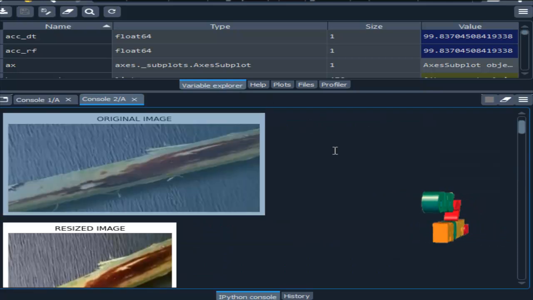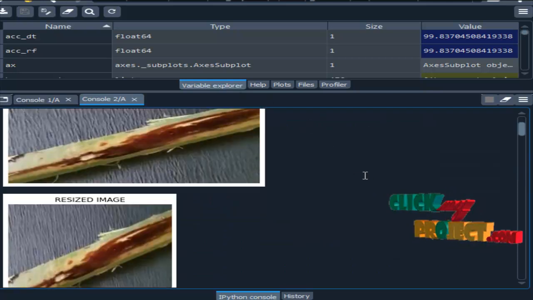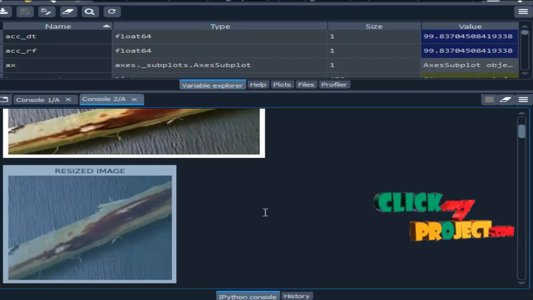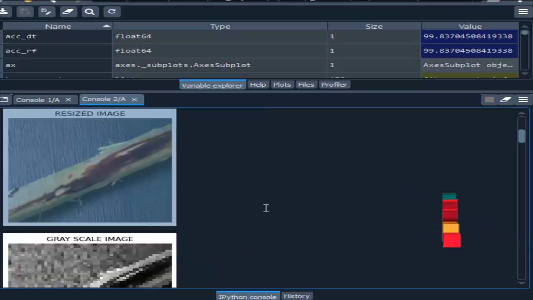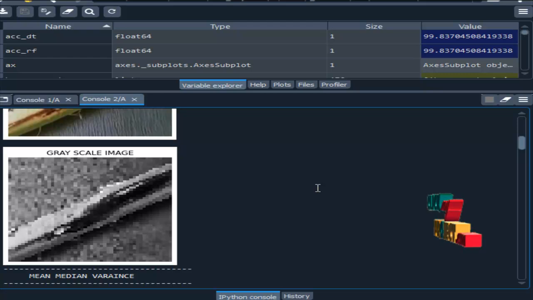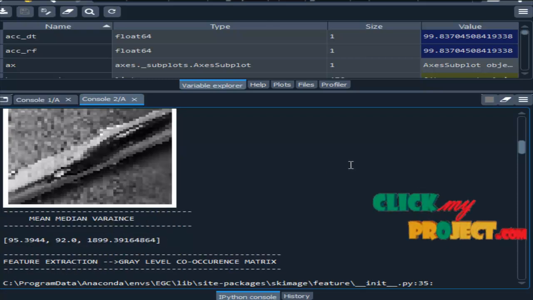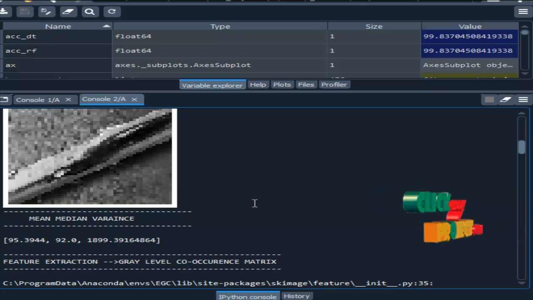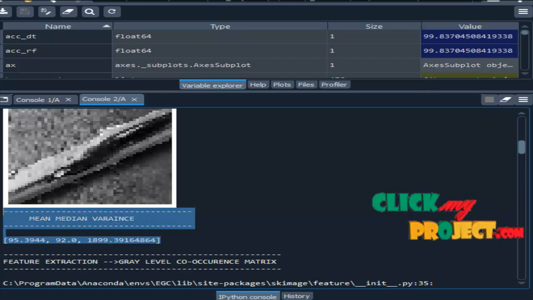This is the original image we chose from the dataset. Then the resized image, where we resize the original image. Then grayscale conversion, where we convert RGB into grayscale format. The chosen input image is already in grayscale format, so we just ignore that. Then the different feature extraction techniques: mean, median, variance. So these are the feature extraction results for mean, median, variance.